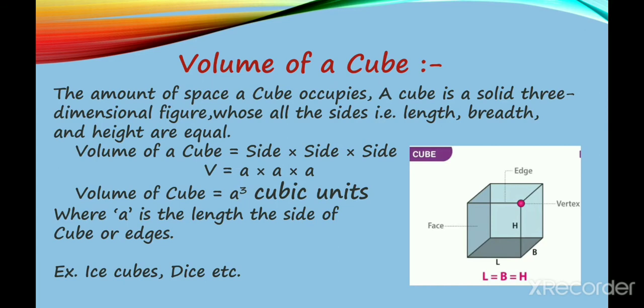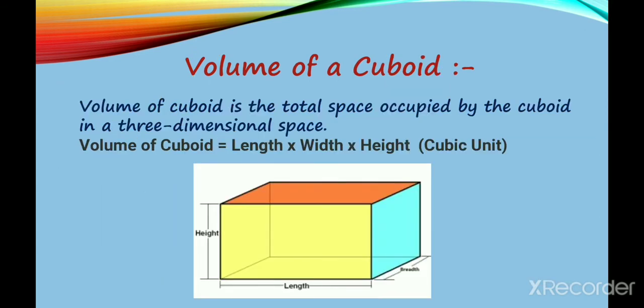Now let's move forward. The next topic is volume of a cuboid. The volume of a cuboid is the total space occupied by the cuboid in 3-dimensional space. In a cuboid there is a different length, breadth and height given. So the volume of a cuboid is equal to length into width into height, and the unit is the same, cubic unit. If all are in meters, the volume is in cubic meters.